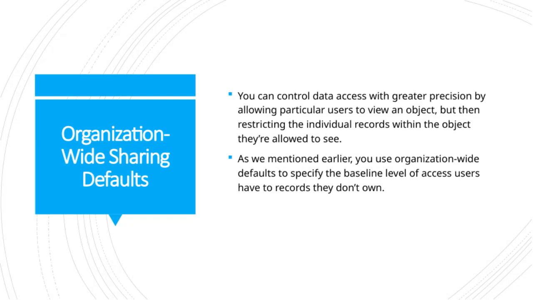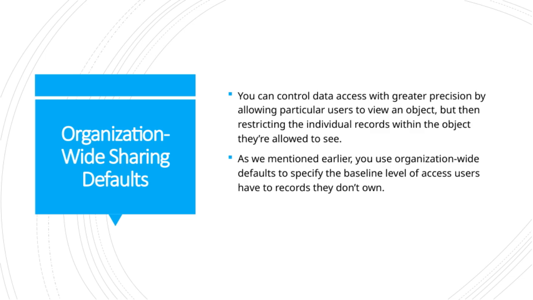Now, let's talk about how you can control data access with even greater precision. You see, it's not just about allowing users to view an entire object, it's about being specific. You can grant certain users permission to see an object as a whole, but then restrict what individual records within that object they can actually access. This gives you a much finer level of control, tailored to different roles and responsibilities.